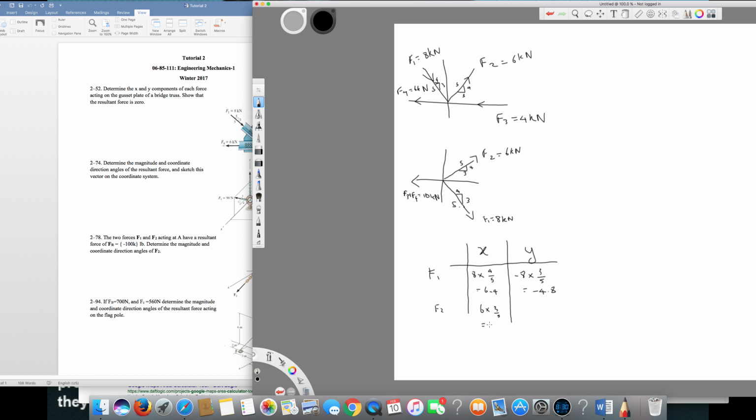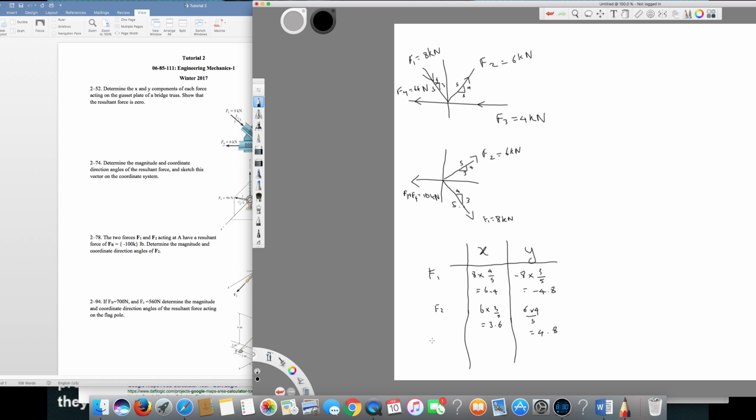So this is 3.6, and I have to find the y value for this. In this case, the y value is going to be 6 times sine theta. Sine theta is opposite over hypotenuse. Opposite is 4, so 4 over 5. So 6 times 4 over 5 is going to be 4.8. In this case, it's positive because it's in the first quadrant, right?